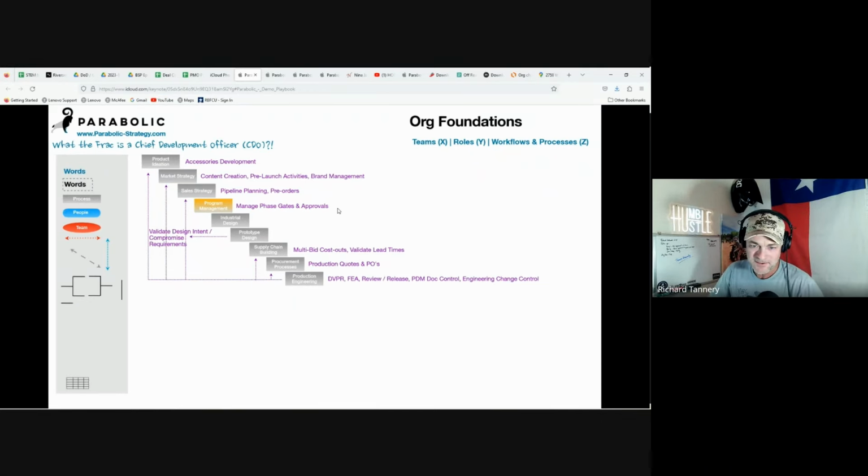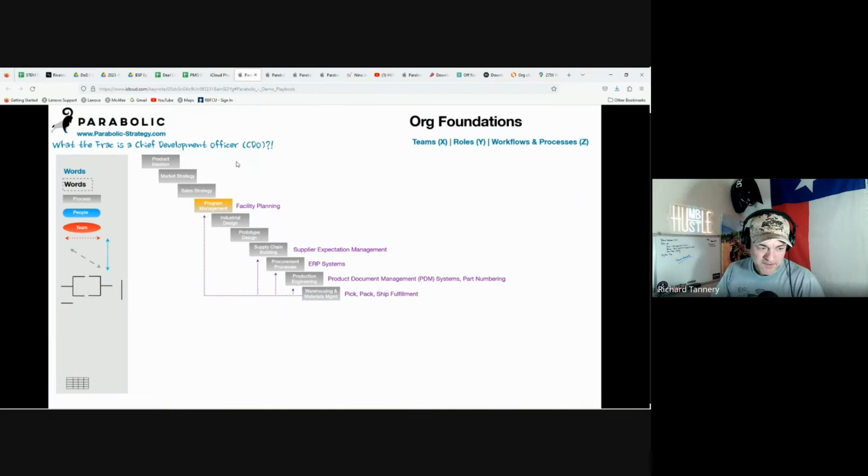Program management continues to manage phase gates and approvals. We have sales pipeline planning. We've got content creation, pre-launch marketing activities. We have brand management and guidelines to assess and to develop. And we start to maybe develop all of the accessories and bolt-on components that go with these vehicles.